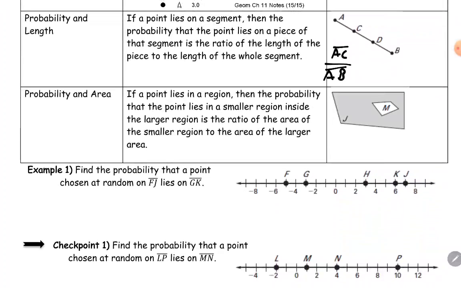Same thing with area. If I wanted the area of the small region there, I would take the big region minus the small. Or I would take the small region over the big region if I wanted to find the probability. So let's do some examples.